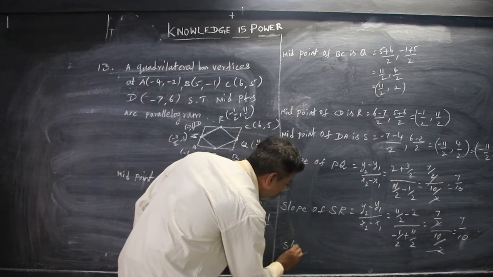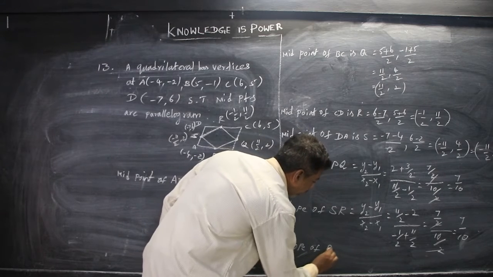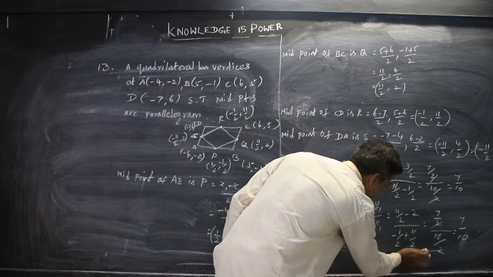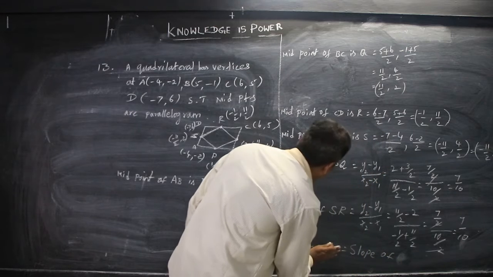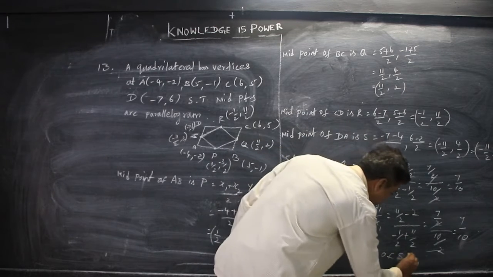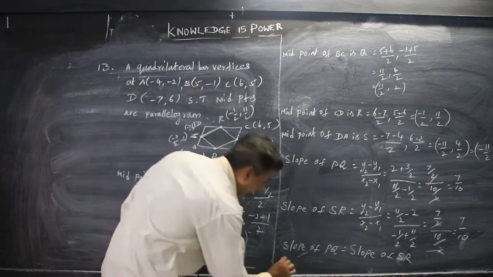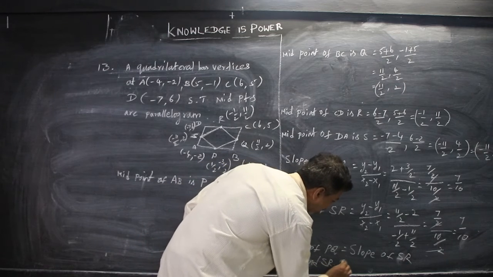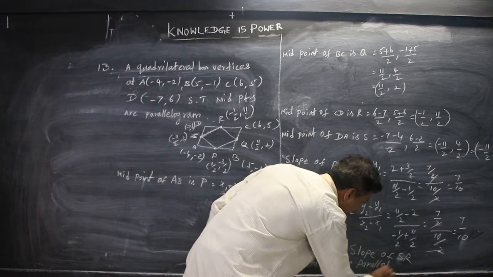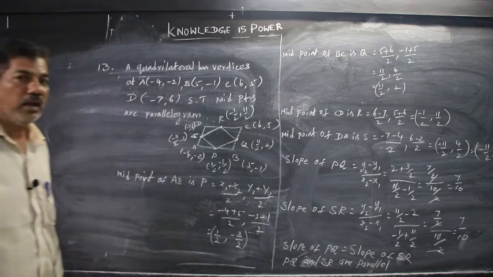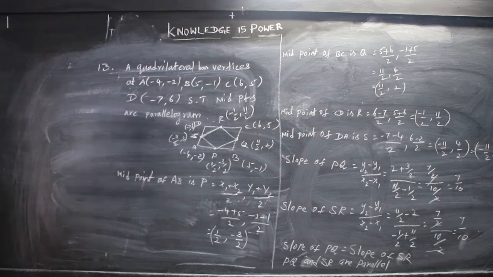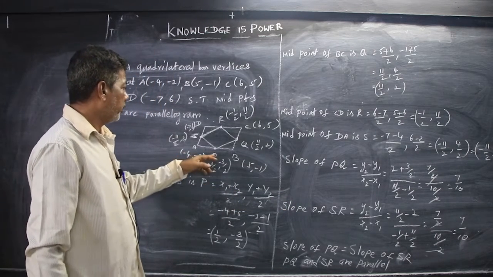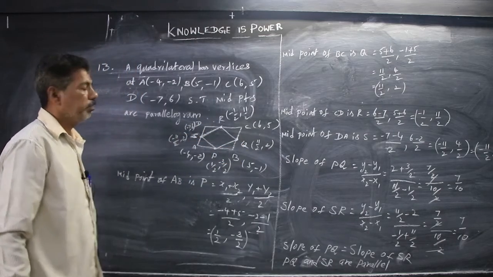What you have to write? Slope of PQ is equal to slope of SR. If both are equal, what does that mean? Parallel. So PQ and SR are parallel. PQ and SR are what? Parallel. It's clear? Now you still have to find out two more sides. What are the two more sides? PS and QR.